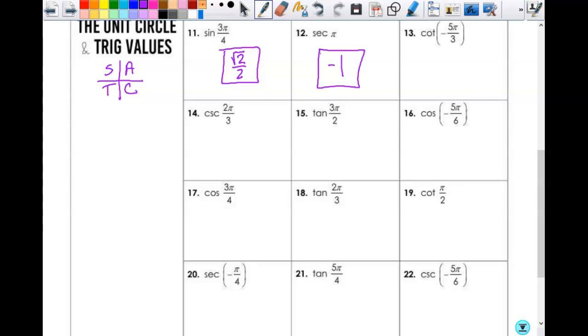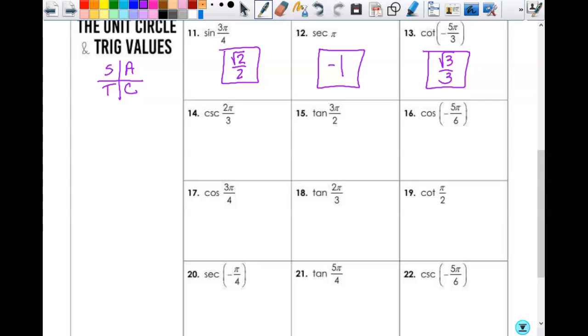All right. Negative 5 pi thirds. Okay, we're in the first quadrant. So everything's positive in the first quadrant. Cotangent is the reciprocal of tangent. What's the tangent of pi thirds? Square root of 3. So the reciprocal of that is square root of 3 over 3. Right? All right, cosecant.